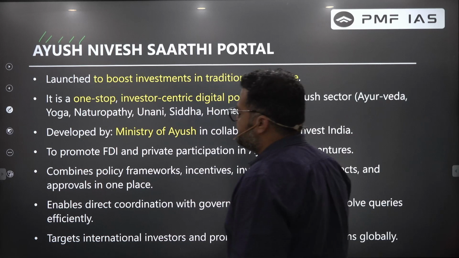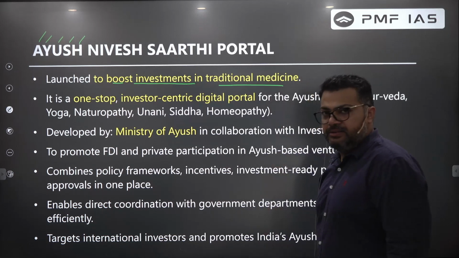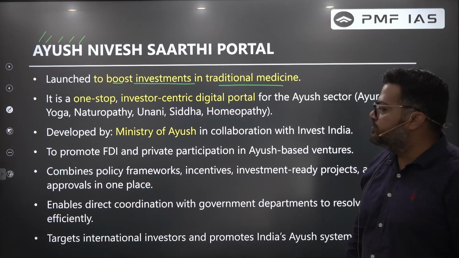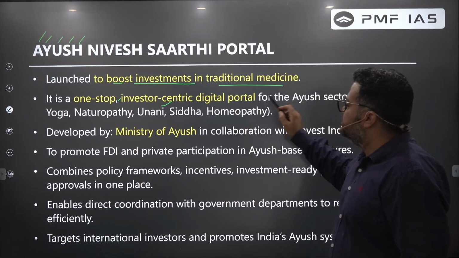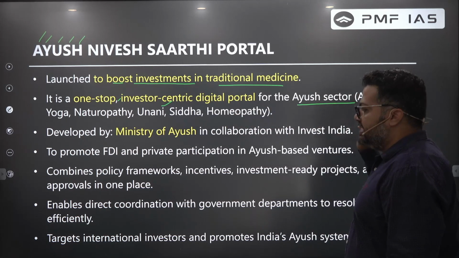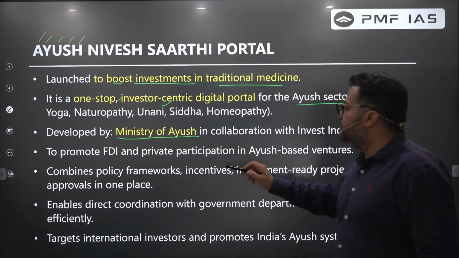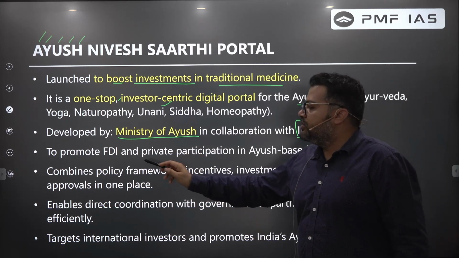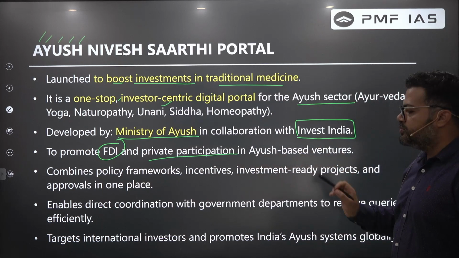So what is it? Let's see. It has been launched to boost investment in traditional medicine. Ayush happens to be the Traditional Medicine Ministry of India as well, Ministry of Ayush. It is a one-stop investor-centric digital portal for the Ayush sector. The full form is given here. It has been developed by the Ministry of Ayush in collaboration with Invest India to promote foreign direct investments and private participation in Ayush based ventures.